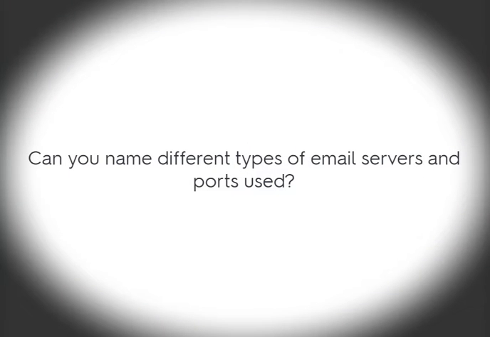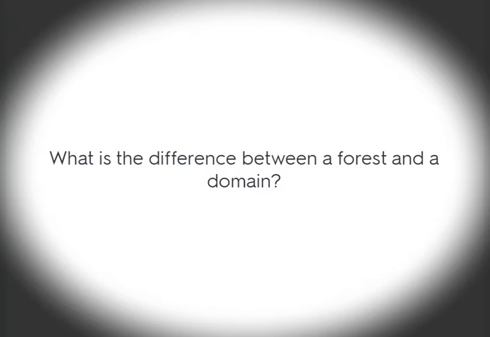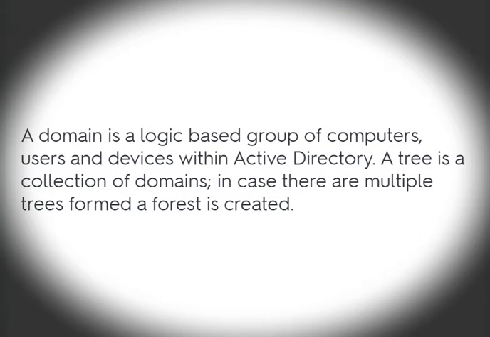Can you name different types of email servers and ports used? You can have two types of email servers: incoming mail server and outgoing mail server. What is the difference between a forest and a domain? A domain is a logic-based group of computers, users, and devices within Active Directory. A tree is a collection of domains. In case multiple trees are formed, a forest is created.